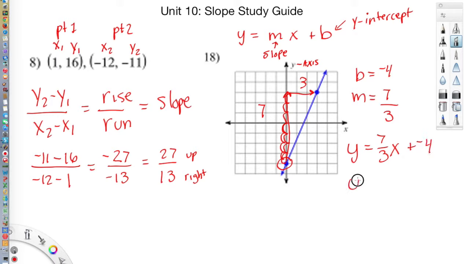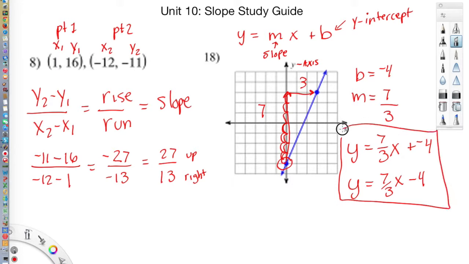And I can clean this up a little bit, which would be the same thing as y is equal to 7/3, that's my slope, times my x coordinate minus 4. Either one of these equations is acceptable. They're both the same thing. Adding a negative is the same thing as just subtracting.